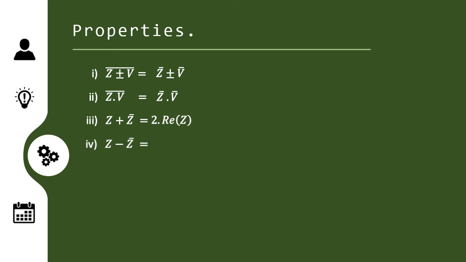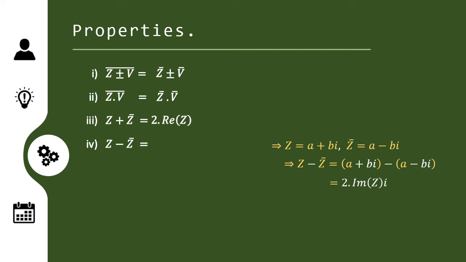So what if we take z minus z bar? Let z is equal to a plus bi and z bar is equal to a minus bi. Then we get z minus z bar like this. What do you think? Right. The real part will cancel out now. That is a of z minus a of z bar. Then we get 2 times the imaginary part of z times i.